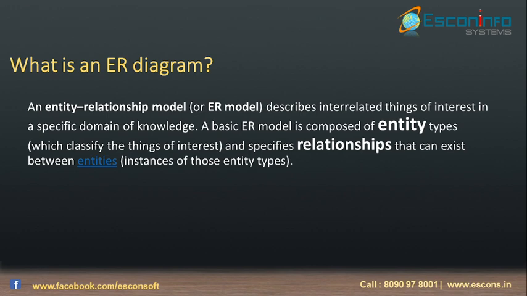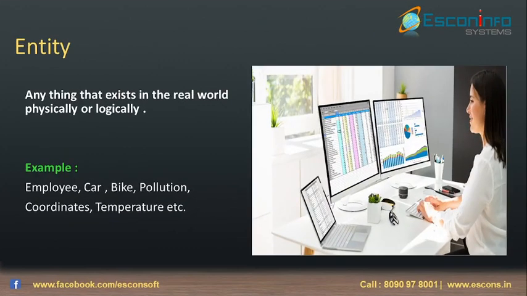An entity relationship model or ER model describes interrelated things. That means all the things which are interrelated. Like if we are taking example of car, then its engine will be interrelated with the car. So further we go, a specific domain of knowledge. A basic ER model is composed of entity types which classify the things of interest and specifies relationship that can exist between entities. So let's see what an entity is.